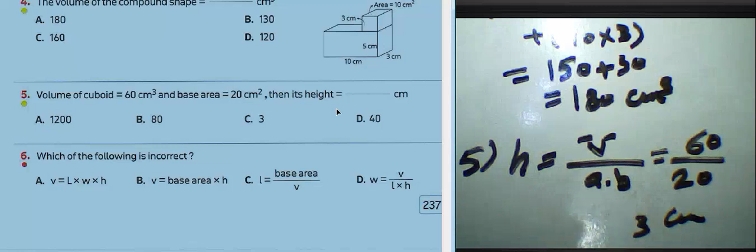We know the volume of any cuboid equal area of the base times the height. But in this example, he asked the height. Height equal 60 divided by 20 equal 3 centimeter.